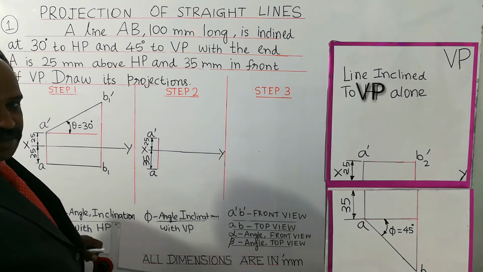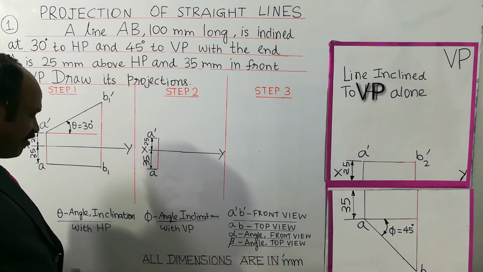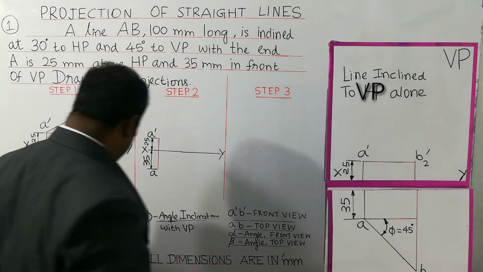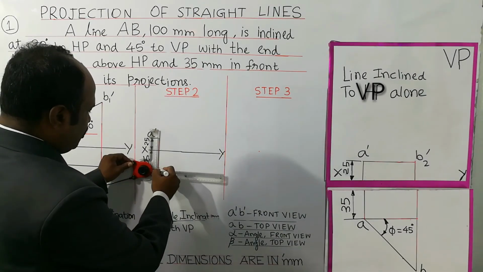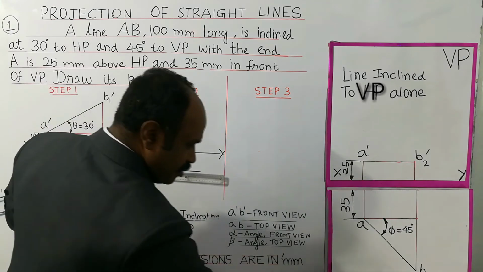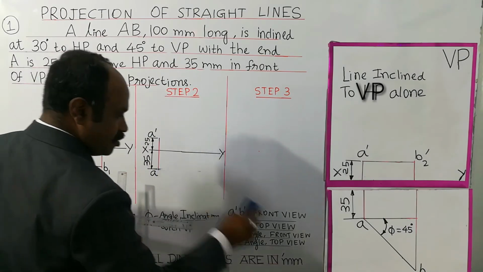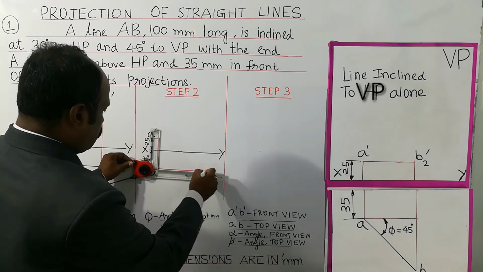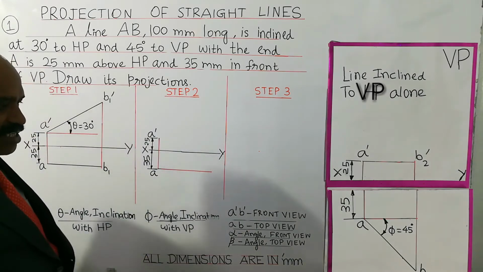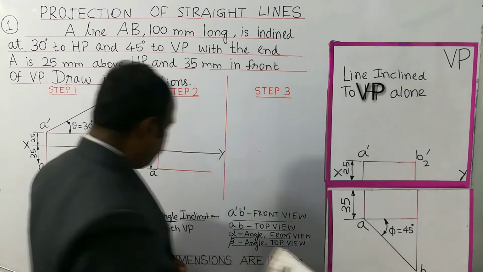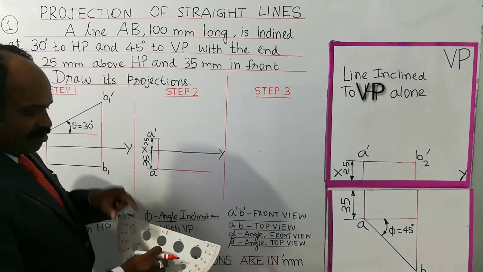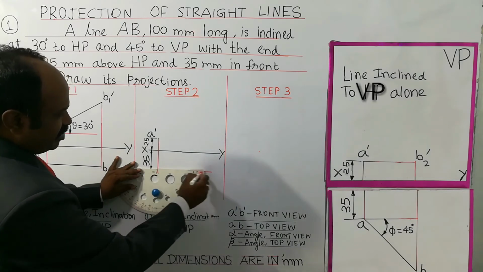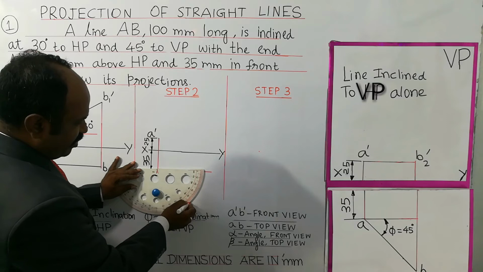And the line is inclined to VP. Whenever a line is inclined to VP, that angle of inclination will come in the top view, that is below the XY line. So draw one 2H line like this from point A using your 2H pencil. The angle of inclination with VP is given as 45 degrees. Take your protractor and mark an angle of 45 degrees, keeping the center of the protractor over this point A. This will be 0 degree horizontal. Put a point at an angle of 45.